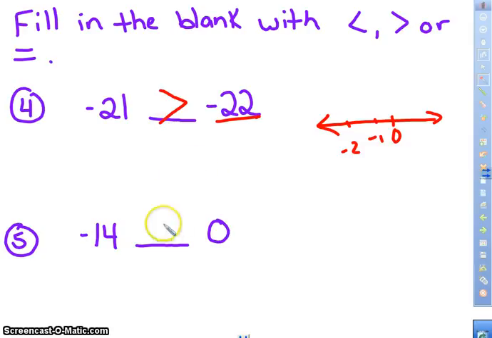Okay, for the next one we're looking at, we have a negative number and we have a 0. Now remember, 0 is neutral. So it's not positive or negative, but we know 0 lies before my negative numbers. Okay, so this is going to be a less than sign. My 0 is going to be greater than my negative 14. If you ever get stuck on these, feel free to draw a number line. And the number furthest to the right is going to be the largest number. The number furthest to the left would be the smallest.